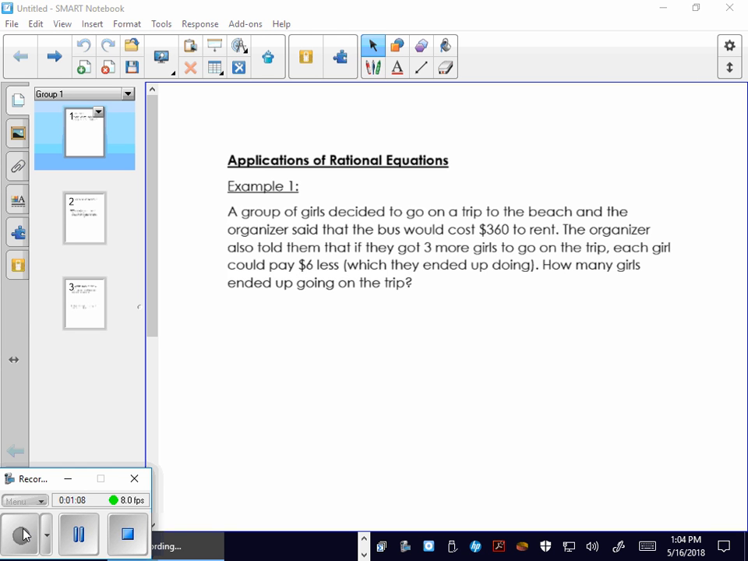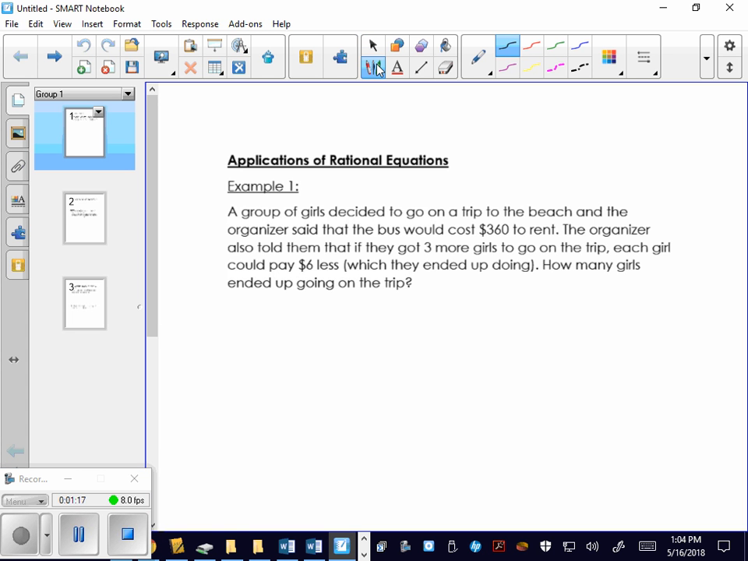So let's go back and look at what's actually happening here. It tells us that there's a group of girls, so it doesn't actually tell us how many the original amount of girls was. It just says that there's a group. Because we don't know the original amount of girls, we're going to call that X. And that's the original amount of girls that were going.